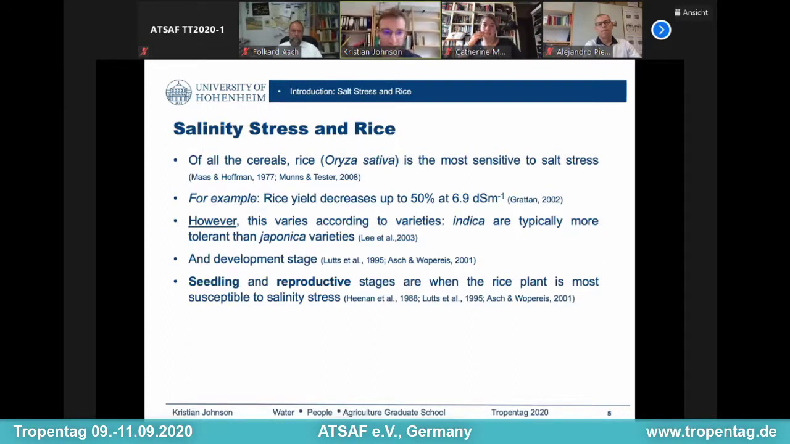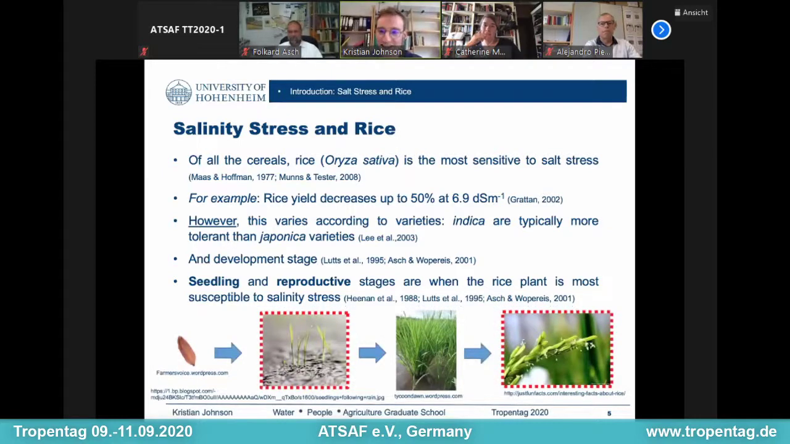Professor Ash here. And as we can see here, we have the life cycle of the rice plant very briefly. And as you can see, the red-rimmed pictures are the areas within the life cycle that are most susceptible to salinity stress. So the seedling, and then finally, when the plant is in this reproductive stage.